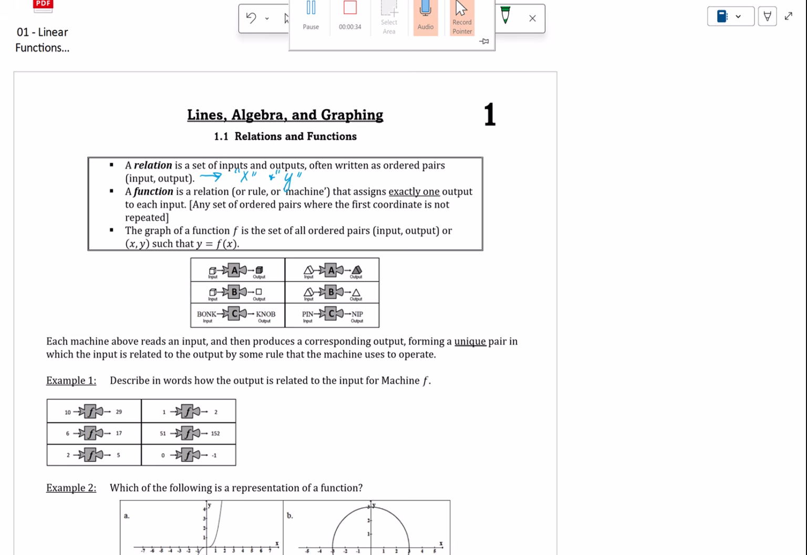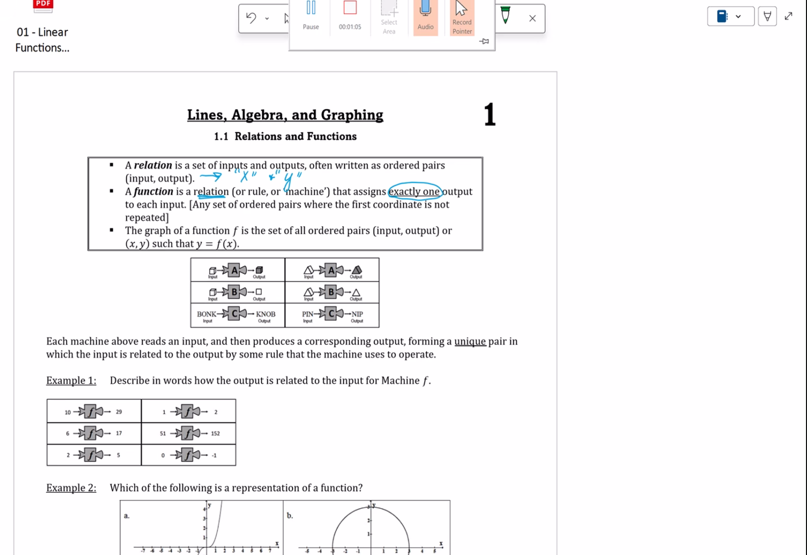And a function is a relation, so it is inputs and outputs, but there's exactly one output for each input. So if I put in a 3 and get out a 5, every time I put in a 3, I should only get out a 5. It shouldn't change at all. When you plug one thing in, you get one thing out.